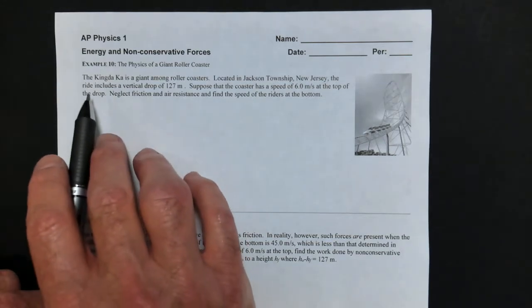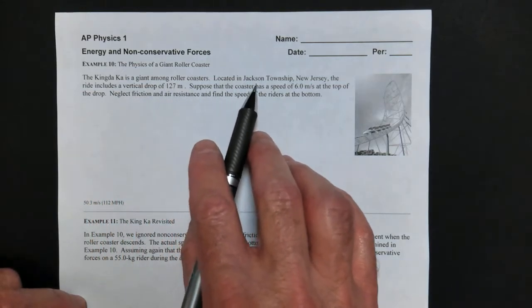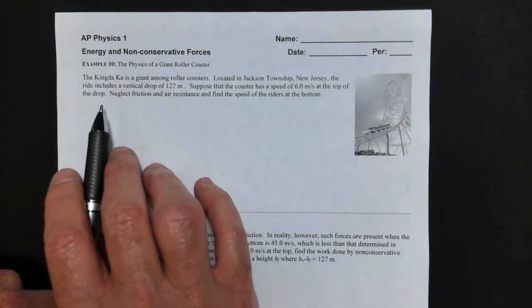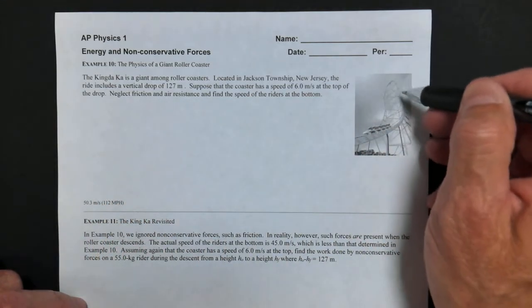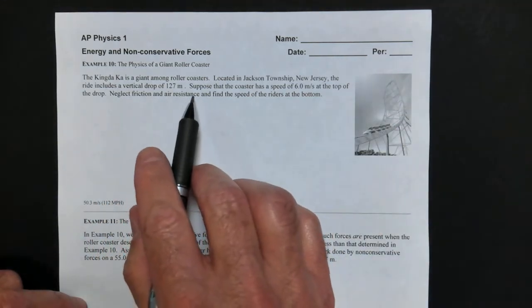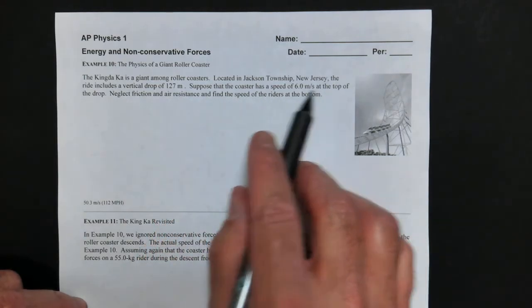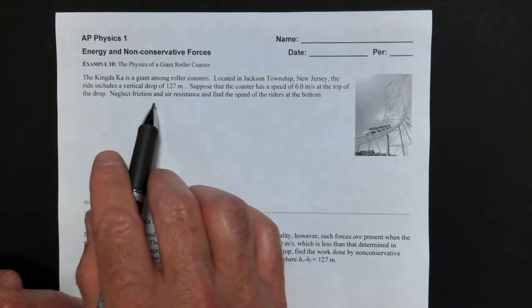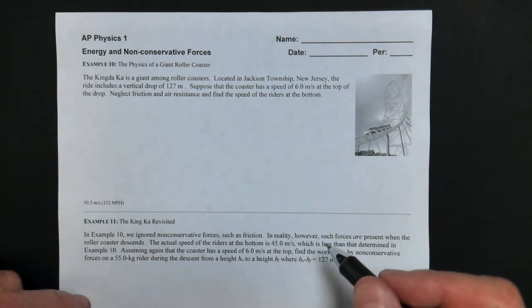The first one says Kingda Ka, which is a giant among roller coasters located in Jackson Township, New Jersey, is a ride that includes a vertical drop of 127 meters. So that's this section here. Suppose the roller coaster has a speed of 6 meters per second at the top of the drop. Neglect friction and air resistance and find the speed at the bottom. You can see in the picture here what it basically looks like.